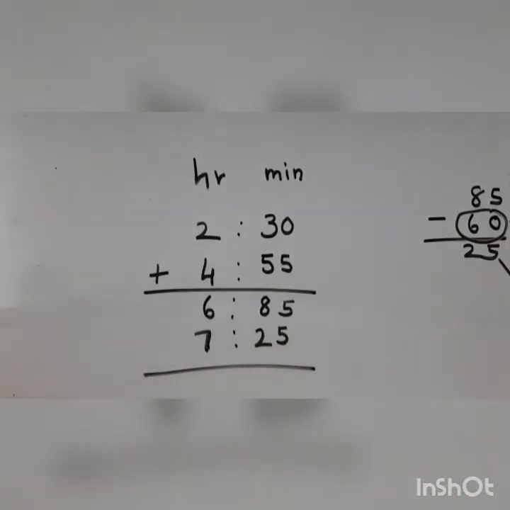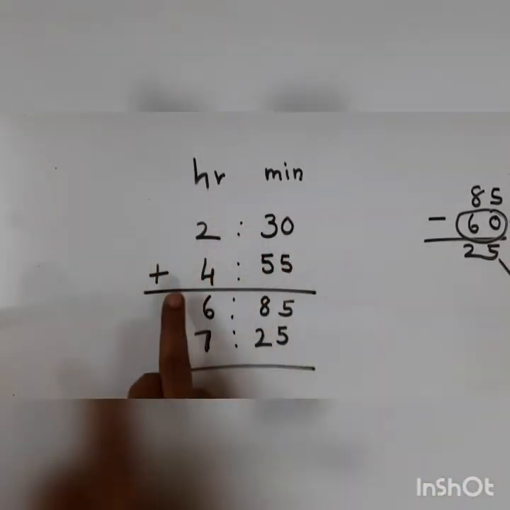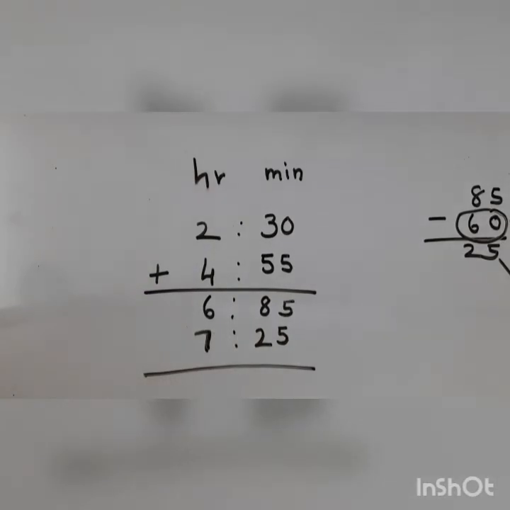Got it? So it is 7 hours 25 minutes. Children, please take a look. Hours, minutes. 2 hours, 30 minutes. You are adding 4 hours, 55 minutes to it.